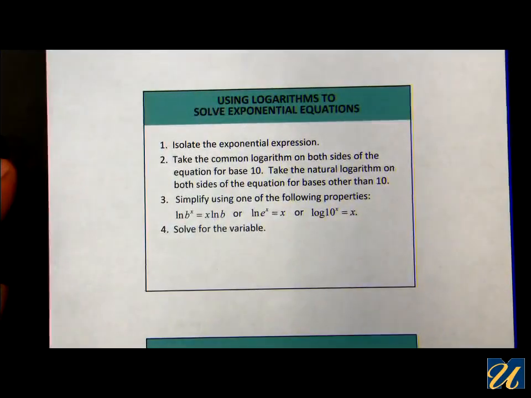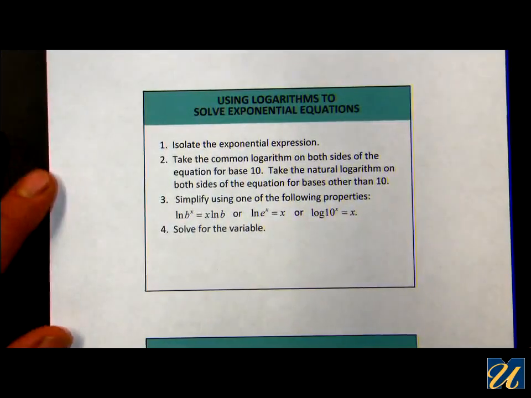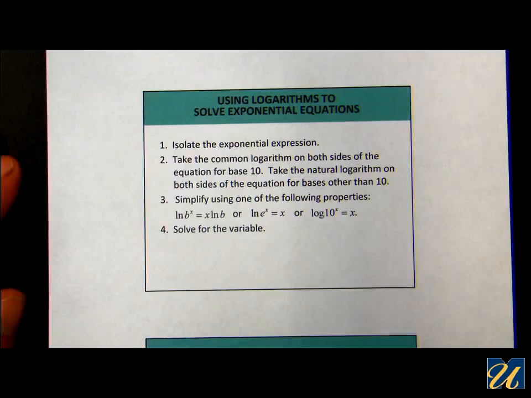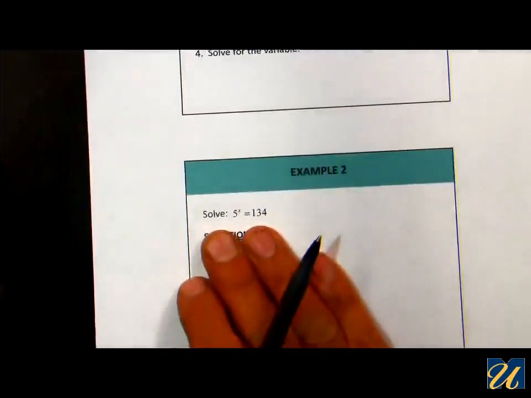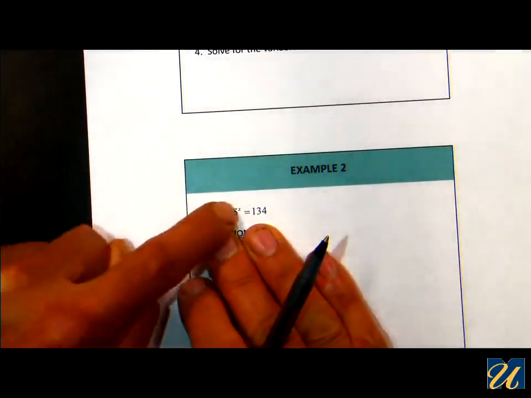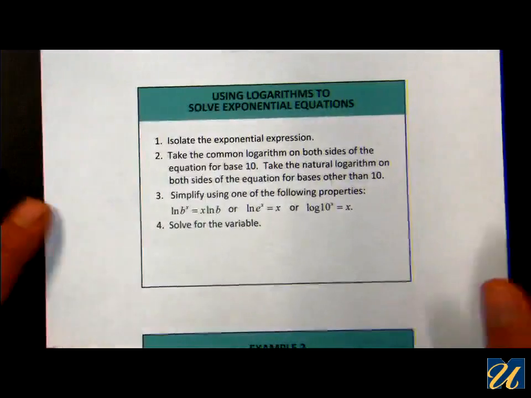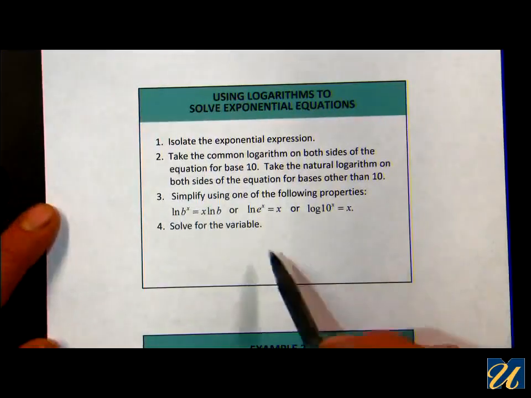Using logarithms to solve exponential equations. Okay, if you have an equation that contains an exponent, and in the exponent you have a variable, and you want to isolate that variable and solve for it. The problem is, like right down here, the exponent is up there, and there's no way to get it on the ground to solve for x. But there is a way, and that's what this is describing.